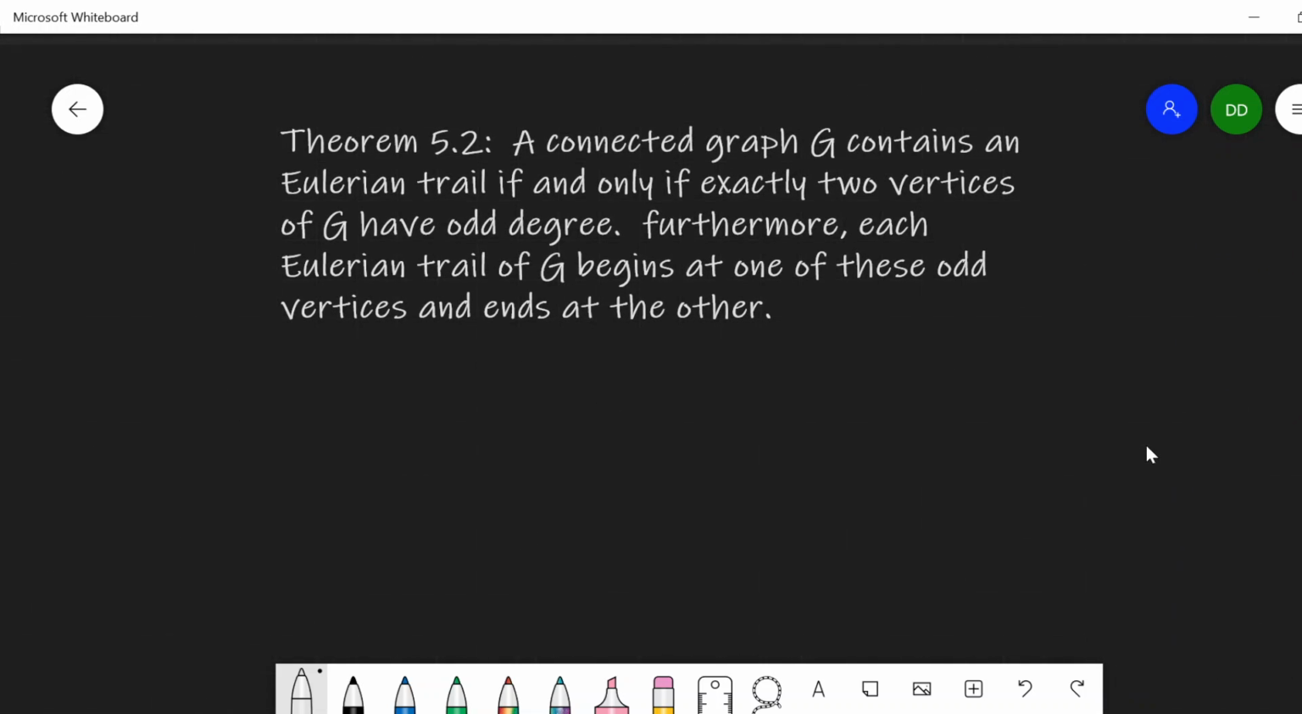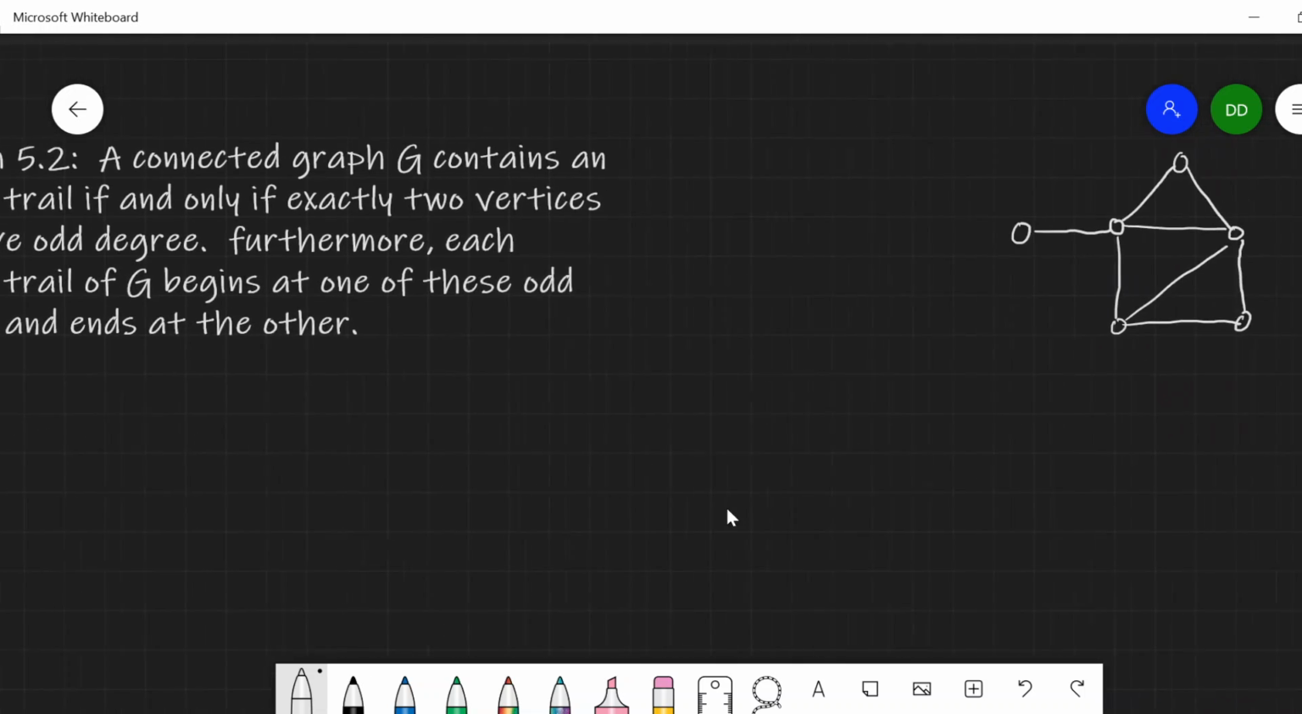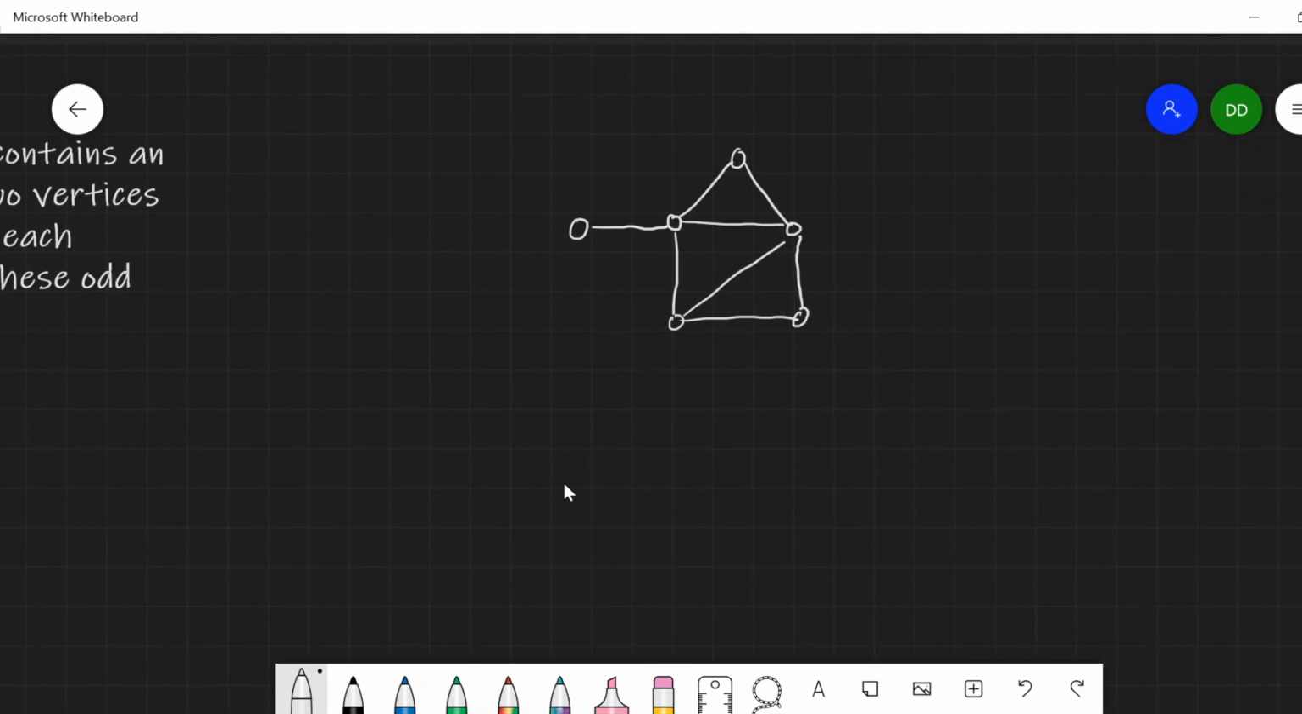So before I do this proof, this is actually quite a clever proof for this one. And it demonstrates a technique we might see later on that's quite useful in graph theory, and that is to modify the graph a little bit before proving anything with it.